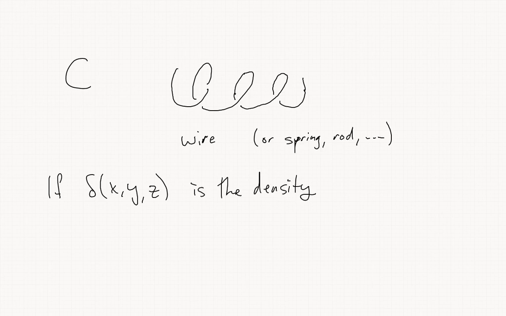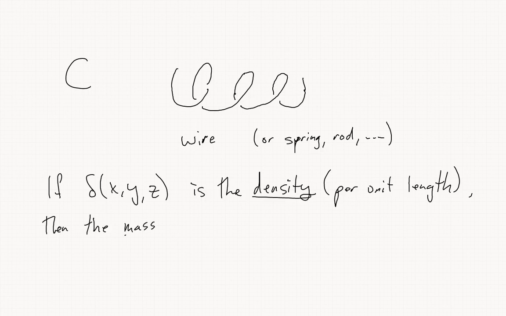is the density, this is per unit length of the wire, then the mass of the wire is going to be just the integral of the density now with respect to the curve.